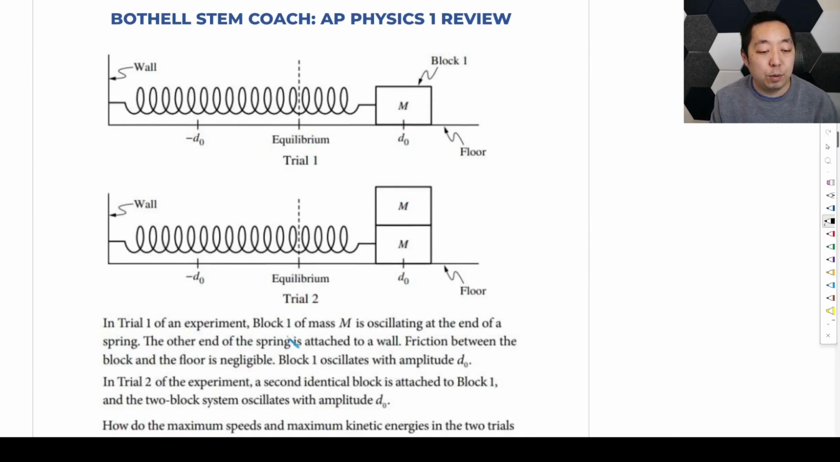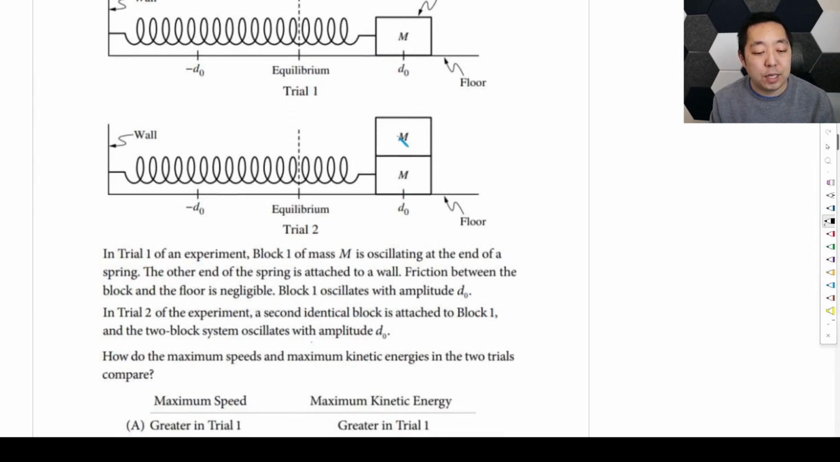In a trial of experiment 1, block 1 of mass m is oscillating at the end. So this is a horizontal mass-spring. Friction between the floor is negligible. Block 1 oscillates with an amplitude d0. How do the maximum speeds and maximum kinetic energies of the two trials compare, when a second block is attached to block 1 and oscillates with amplitude d0?